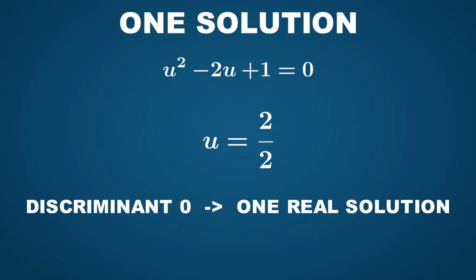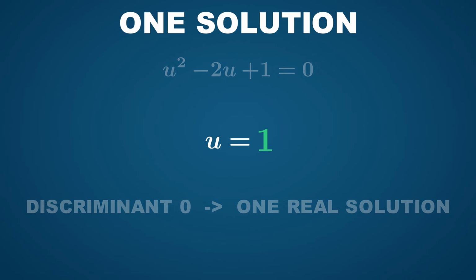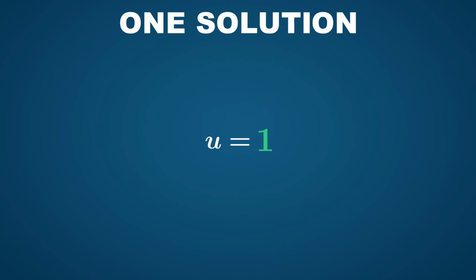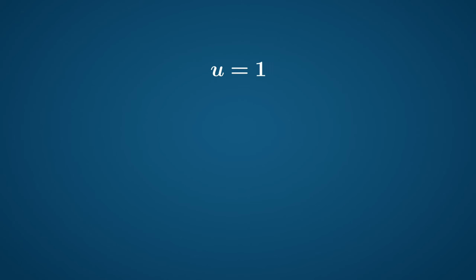2 plus 0 evaluates to 2, and 2 minus 0 also evaluates to 2. The numerator is securely established as 2. We have u equals 2 divided by 2. 2 divided by 2 evaluates to exactly 1. We have successfully solved the quadratic equation. The variable u is exactly equal to 1.